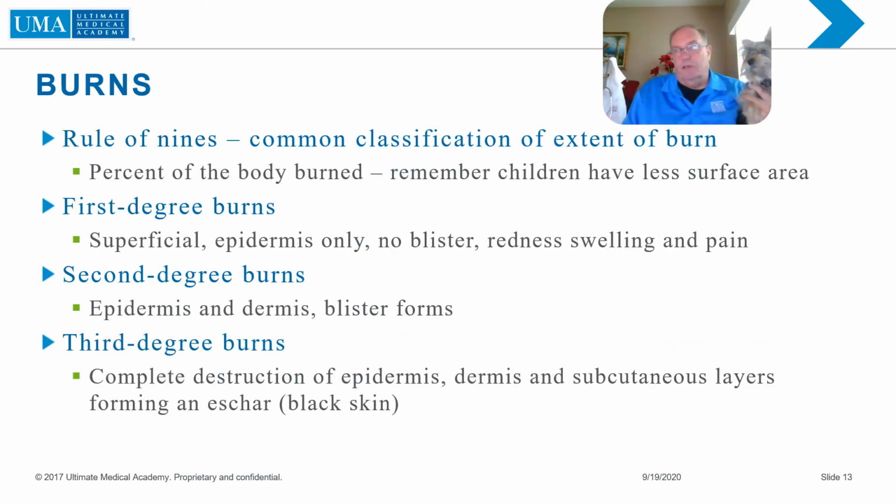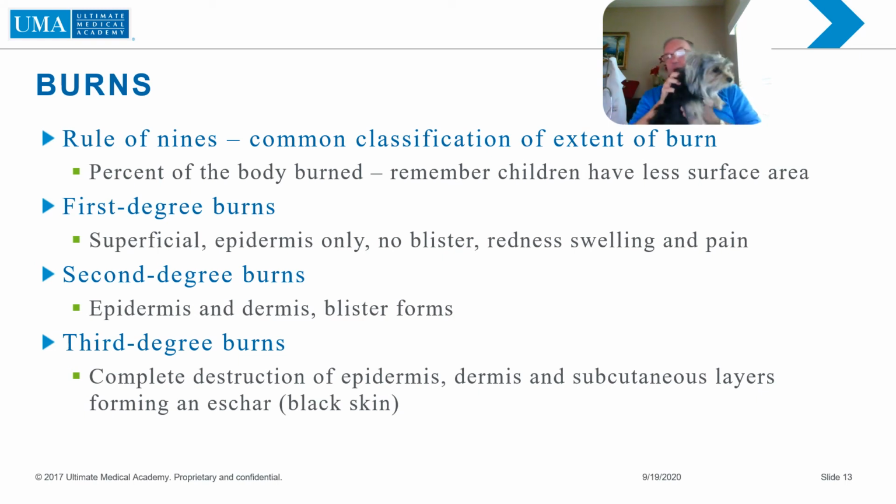I'm going to use my lab partner here to illustrate the rule of nines in identifying the surface area of the body that has been burnt. The head is 9% of the body, just the head part right there. And then the front and back of each arm and hand is 9%. And then the chest is 9%, and the upper part of the back, right where my hand's at, is another 9%.